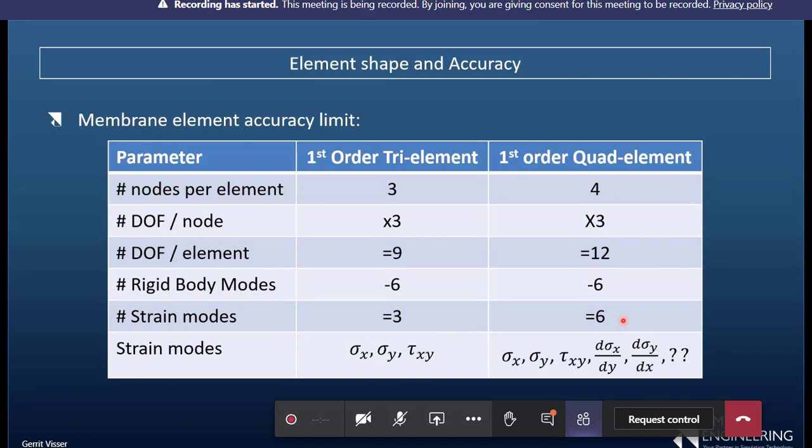If I look at the quad element, I get 2 additional terms that are really useful. I can get a change of the stress in the X direction as I go in the Y direction. I'll show that in a bit. And I also have a change of stress in the Y direction as I move in the X direction. In other words, I've got 2 gradients. The last term is not a very useful one, unfortunately.